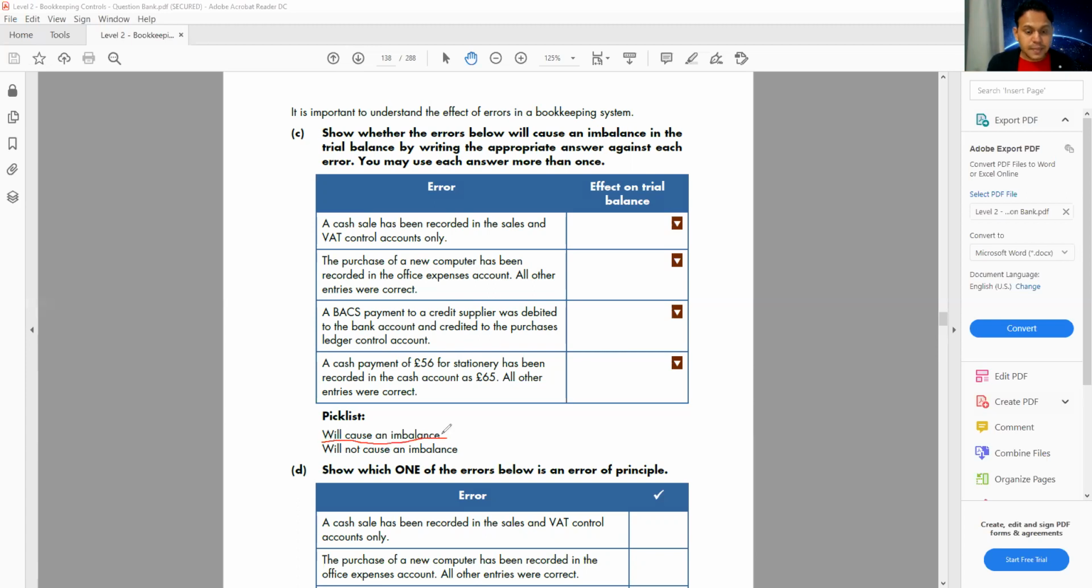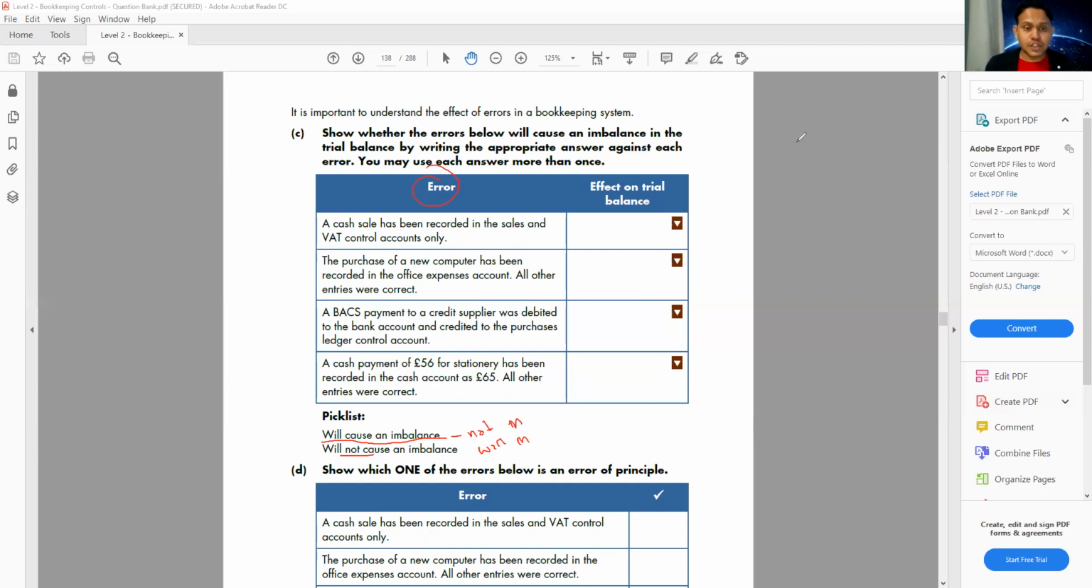So there are two answers here. It will cause an imbalance, that means it will not match, and will not cause imbalance, that means it will match. Okay, let's read the first error. The first error we have: a cash sale has been recorded in the sale and the VAT control only.